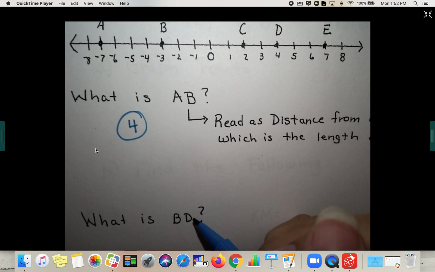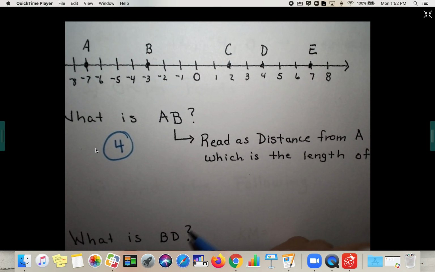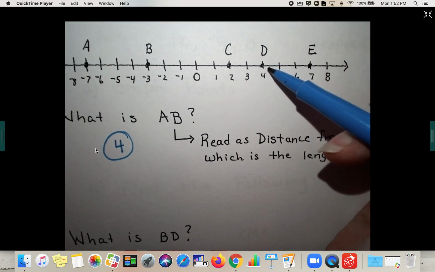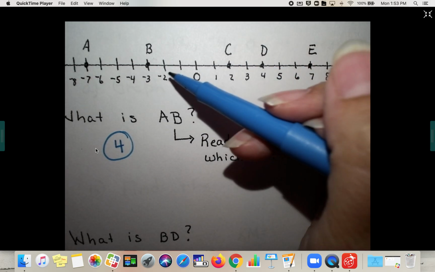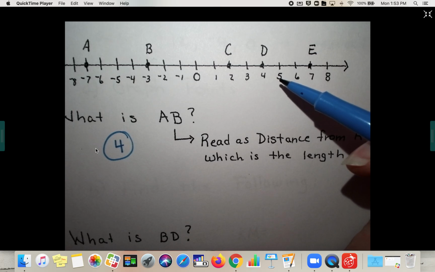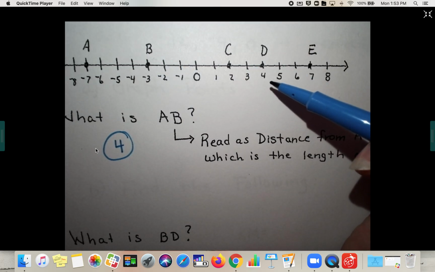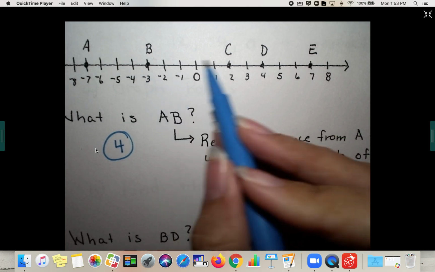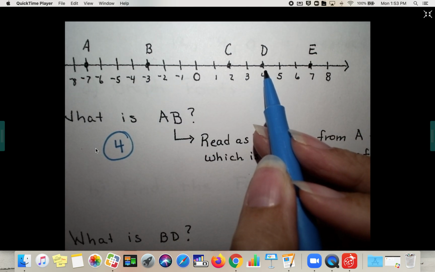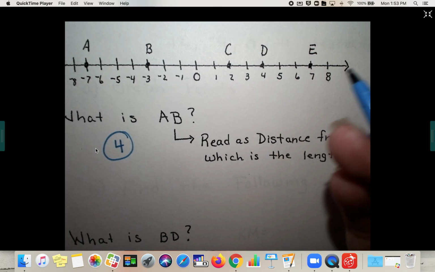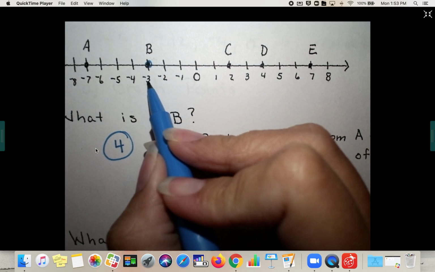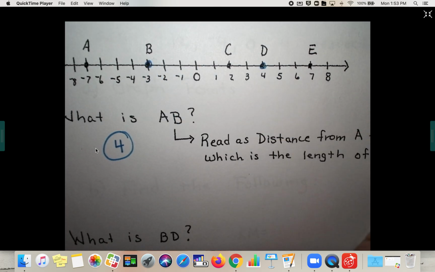What is the distance from B to D? You can either count them from B to D, and that's totally fine. But if you don't have a number line, and it just says where B is and where D is, you can find the difference between the two. If you remember in math that the difference means subtract, then we can put -3 minus 4 because that's the difference between the two.